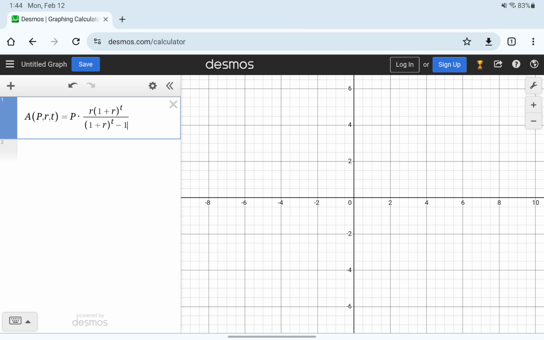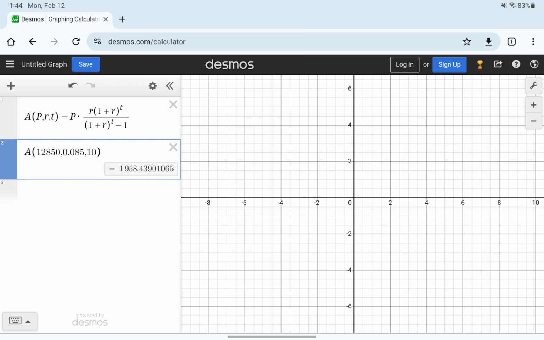So this formula that we've just been given establishes what the monthly payment would be for a loan with specific parameters. So we'll plug in those parameters. In this case, the principal amount, the total amount of the loan, would be $12,850. The interest rate would be 0.085, and the length of the loan will be 10 years. That would give us a monthly payment of $1,958.44.